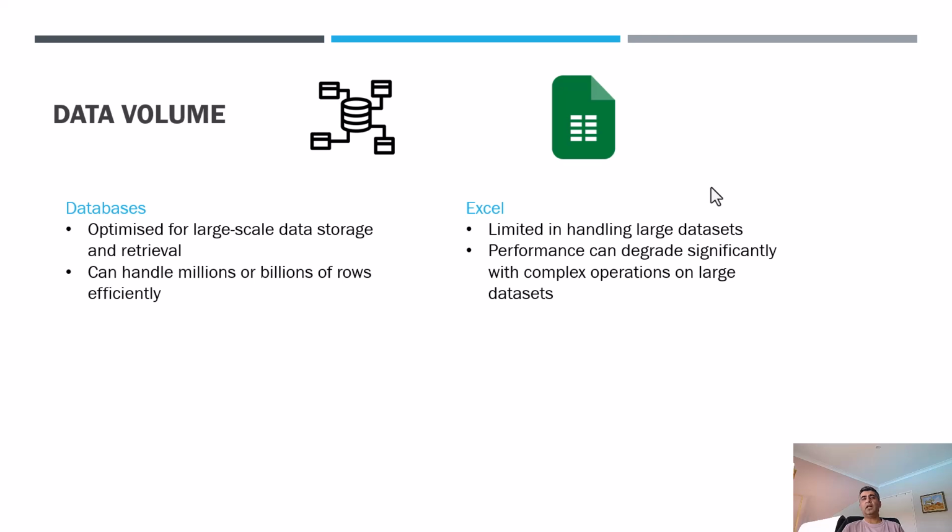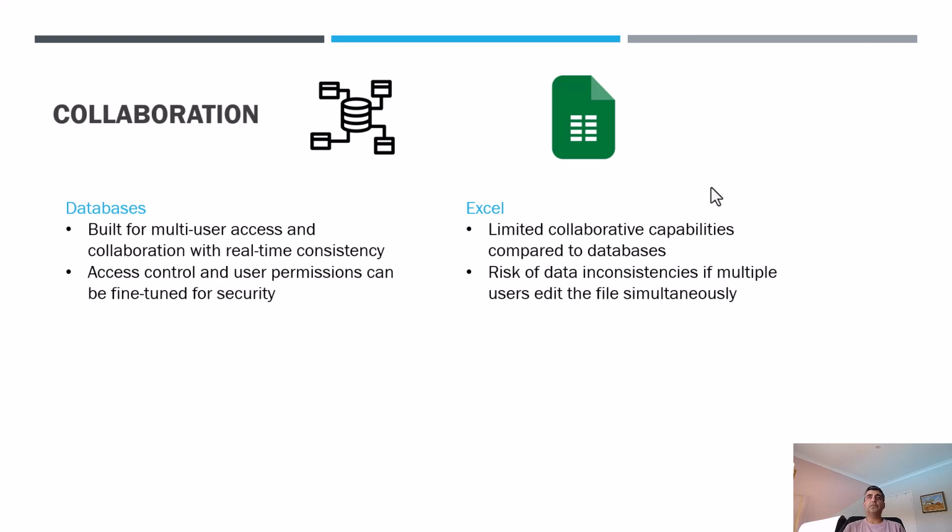Excel is limited in handling large data sets, and performance can degrade significantly with complex operations on large data sets. It can just hang, or you might sit there waiting for hours with millions of rows. Billions probably won't fit, and even millions won't fit. With a large data set, Excel will still become really slow.